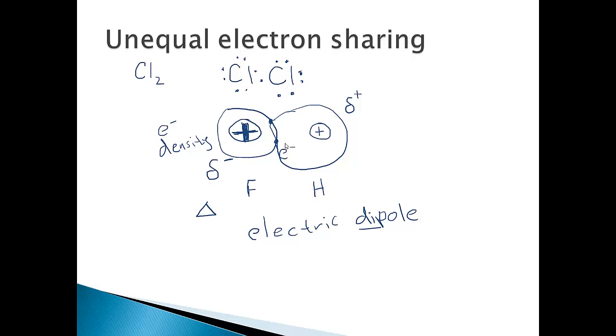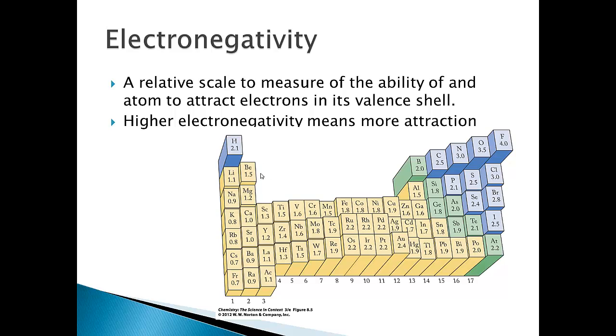All right, so now we see how we can have unequal electron sharing. I told you that fluorine pulls its electrons more closely than hydrogen. You might be wondering, how did I know that? Well, I know that because we can actually look at a whole bunch of molecules and measure this property. And so we define something called electronegativity, and that's our next topic.